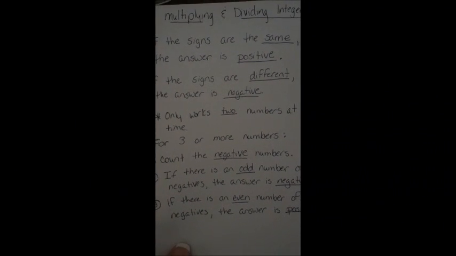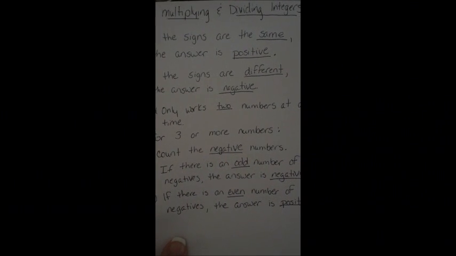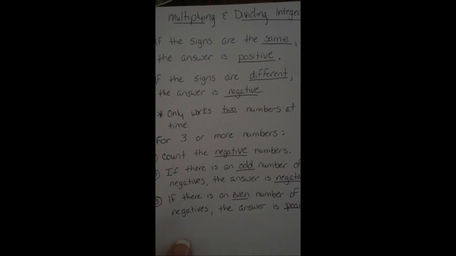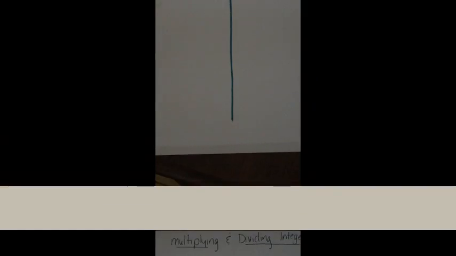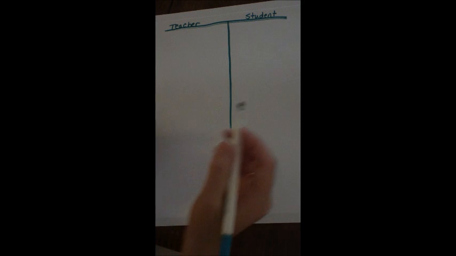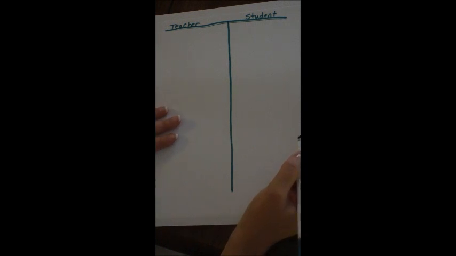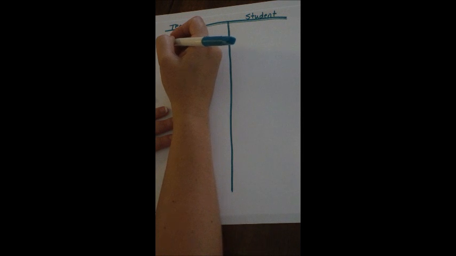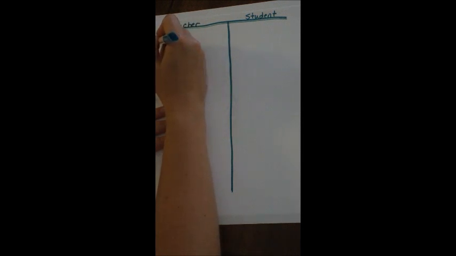Let me scan it a little bit. Get them down in your notebooks, and we'll move on to do some practice problems. Okay, so on the other side of your notebook, do your same 2-column notes with a teacher and a student side. I'm going to give you some examples over here on the teacher side of multiplying and dividing with positive and negative integers. Number 1.